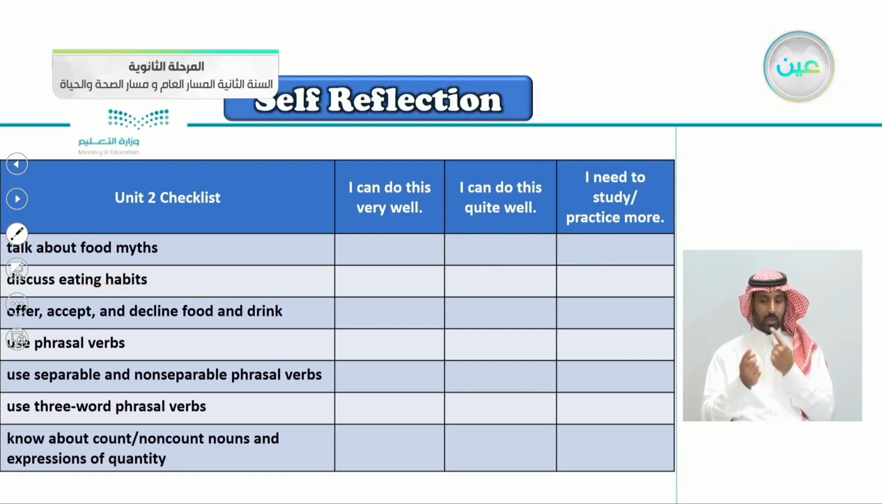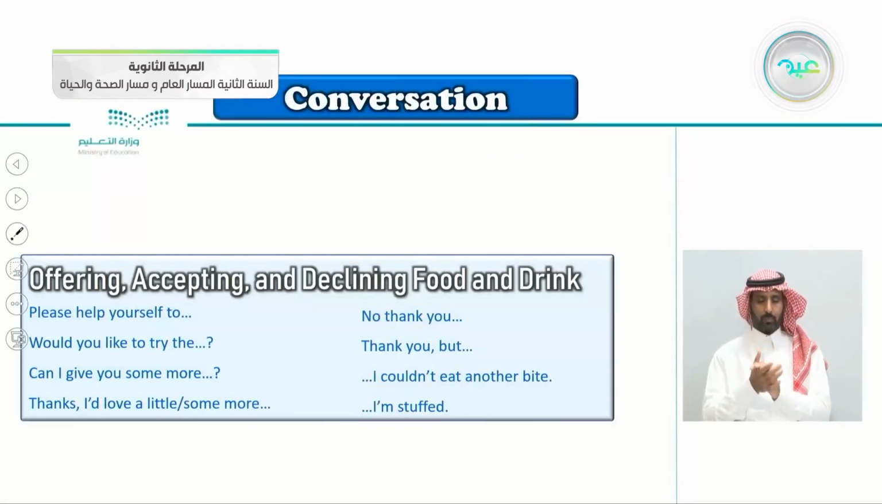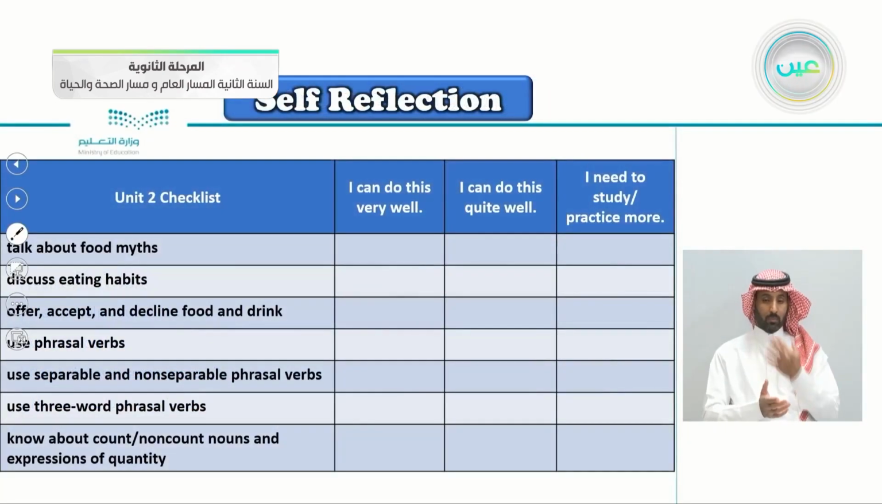Discuss eating habits. Offer, accept, and decline food and drink. If you want to offer food or accept a food someone is offering, or decline food and drink, please help yourself too. Would you like to try that? These are all offerings here. Can I give you some more chocolate, for example? Thanks. I'd love a little, or I'd love some more. Here you are accepting. No, thank you. Here you are declining. Thank you, but I couldn't eat another bite. I'm stuffed. So is this easy or hard for you?